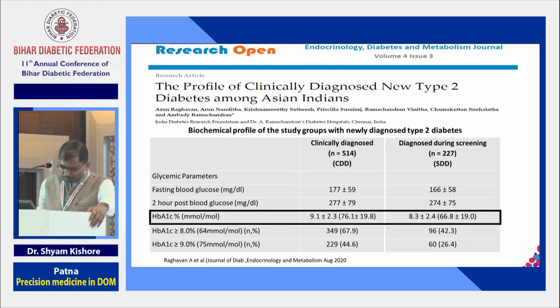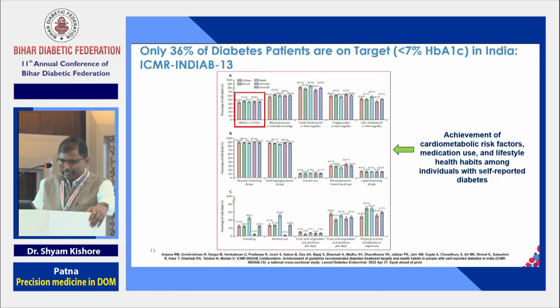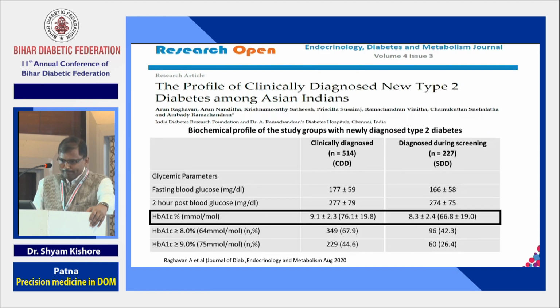And what does this study signify? That if you see the patients presenting to the clinic, they are presenting late, and if you arrange any screening detected diabetes program, they are screened at an earlier stage. So this shows the significance of community level screening of diabetes.